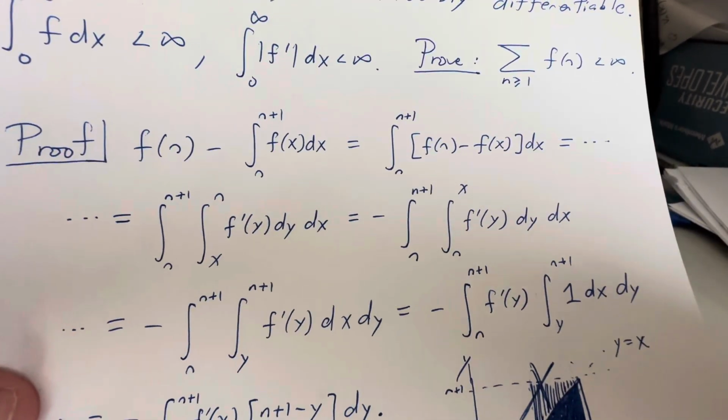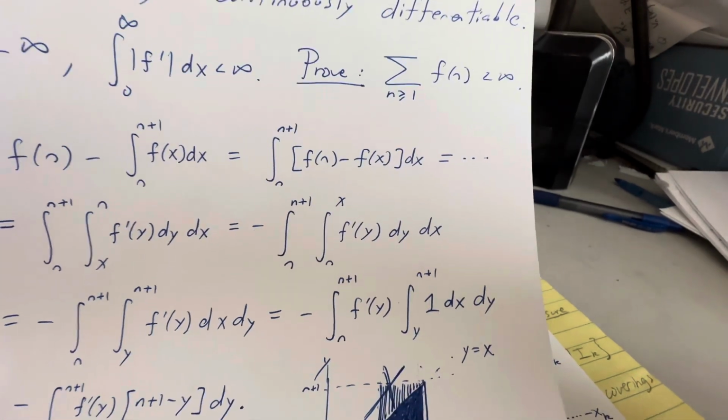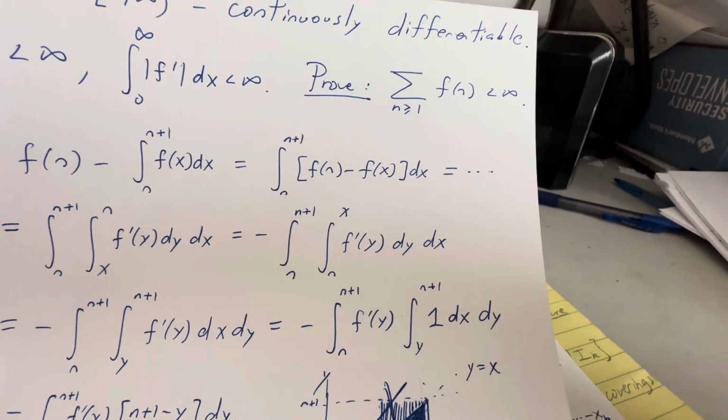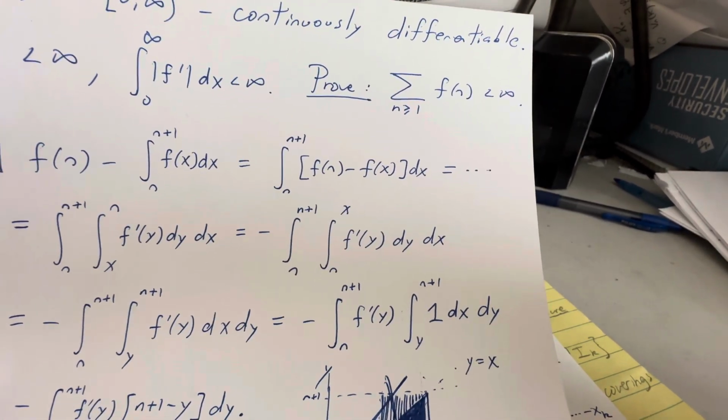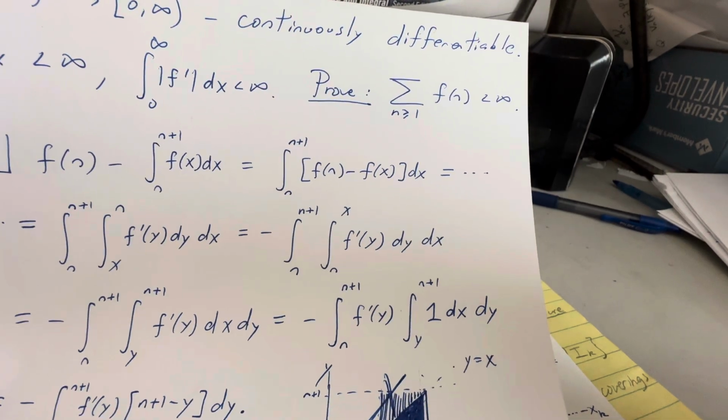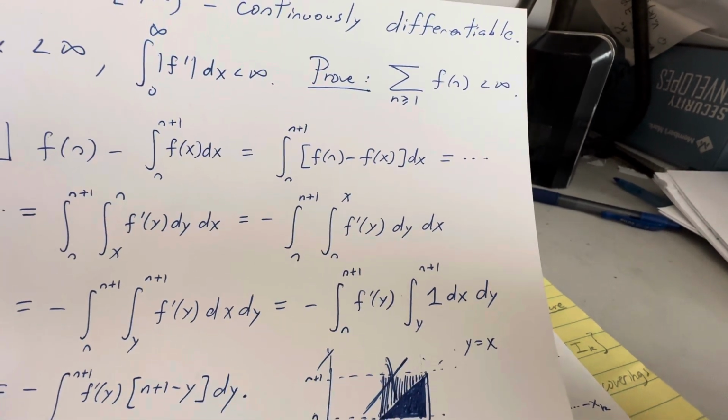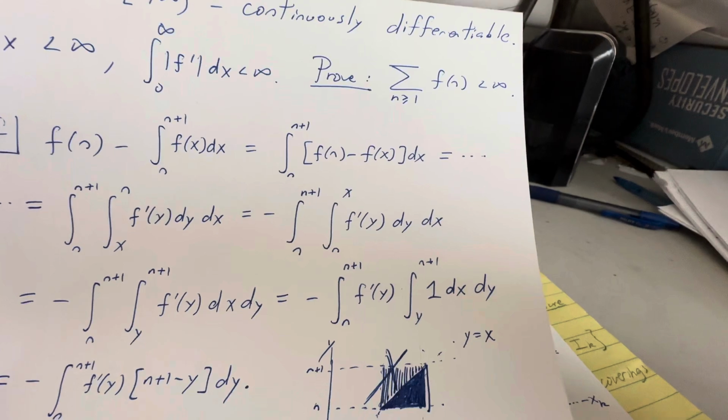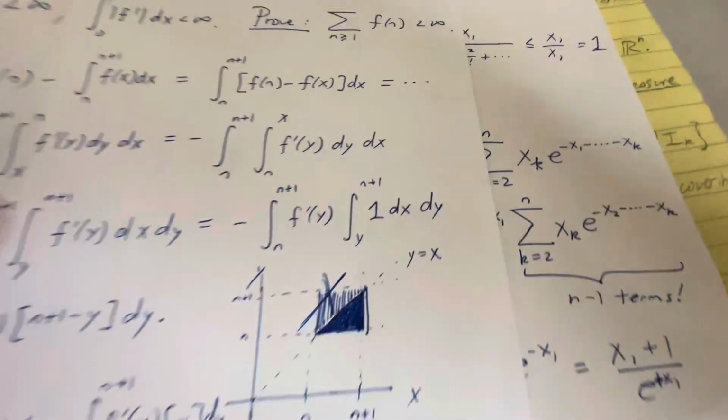So instead of integrating from x to n, we integrate from n to x and put a negative on the outside, which is fine. And now what you want to do is swap dy and dx. In measure theory, we would call it Fubini's theorem or something like that. But in Calc 3, all we're really saying is this picture.